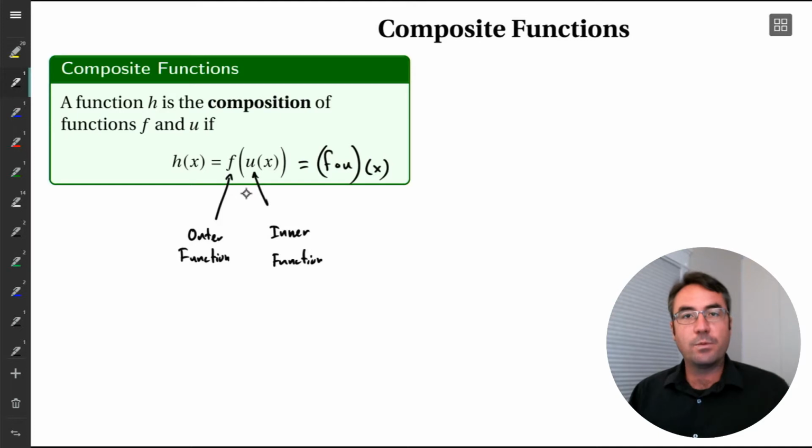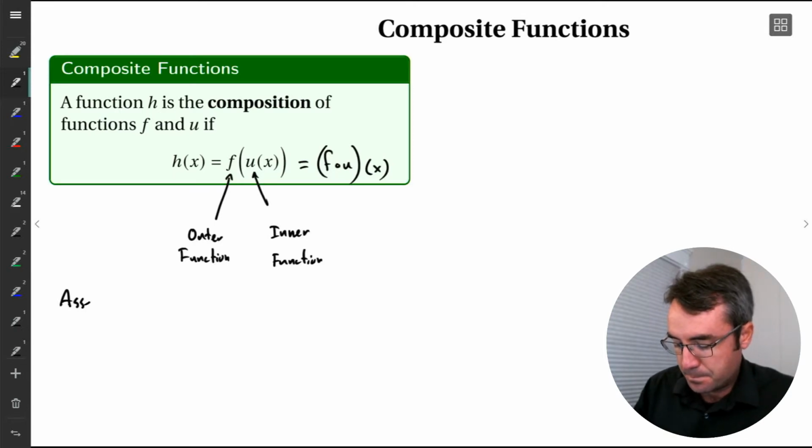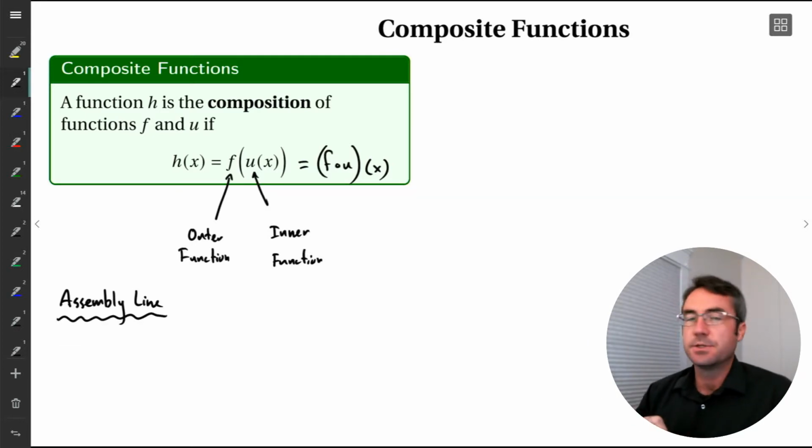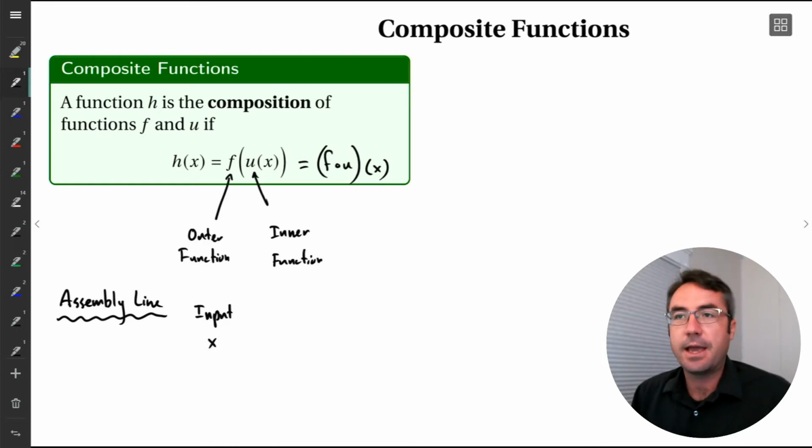So when we work with a composition, what's really going on is we tend to think of this process. You can think of it almost like an assembly line. That's how these functions work. So we start with our input x. And the way the composition works is we start where we see x in our formula here, and we work our way out.